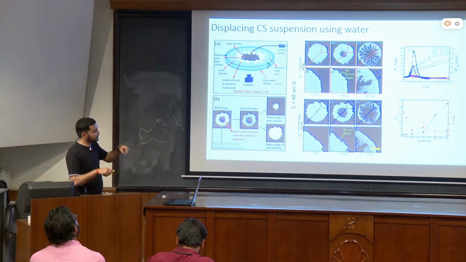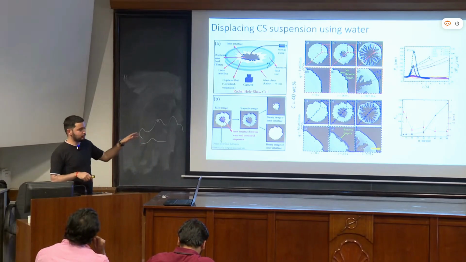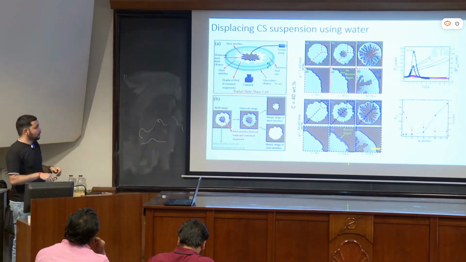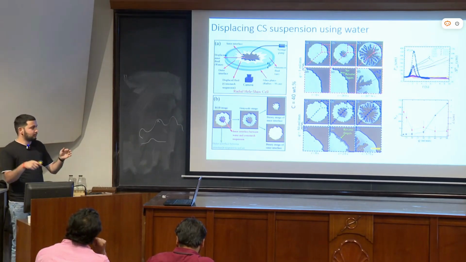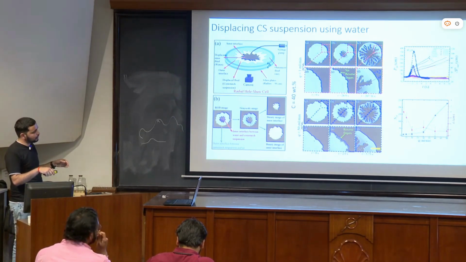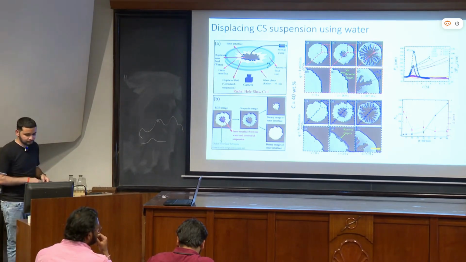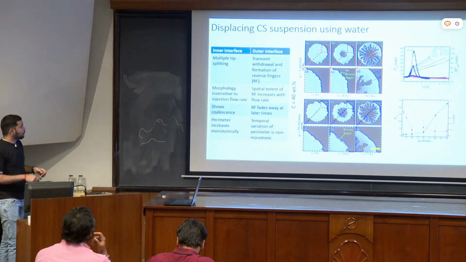I'll just explain. So the inner interface shows multiple tip splitting and formation of these branches. This morphology is insensitive to the flow rate; they look really the same with increasing flow rate. The inner pattern also shows this coalescence event where two fingers can merge with each other because there is a small amount of surface tension. And the parameter increases monotonically, because the roughness is always increasing, tip splitting is always happening.